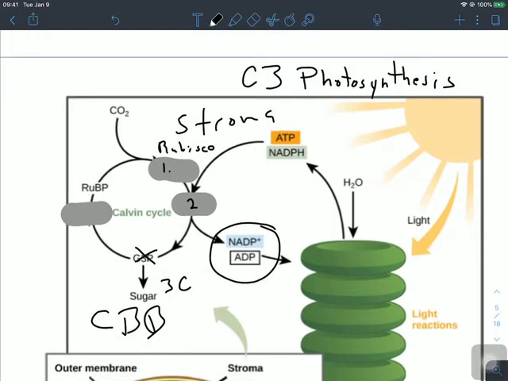And this third step is regeneration of the RuBP, or ribulose 1,5-bisphosphate molecule, so that we can run it back, because we need to run this process 2 times in order to produce our 6-carbon sugar. 3 plus 3, yes indeed, equals 6.